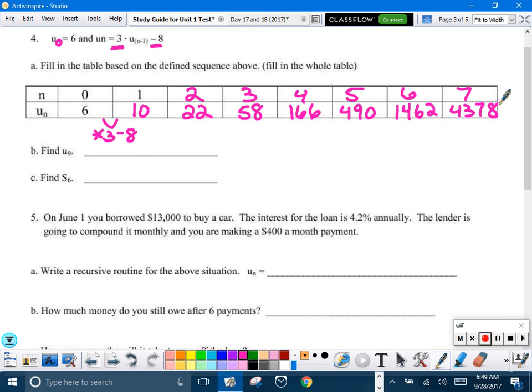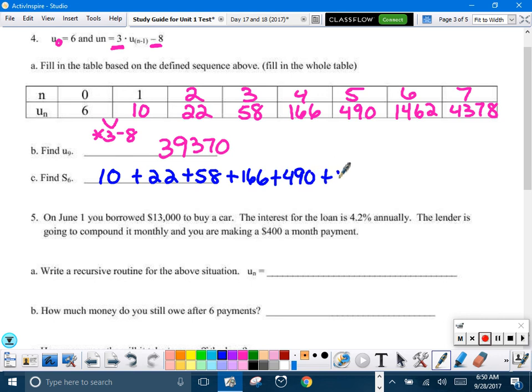Okay, continue the pattern to the 9th number, 39,370. Okay, S6, add up the first 6. Now again, if you mess up on this, I'm not going to mark it wrong, but remember what I said the other day. We don't start with the 0, we start with the 1. So we're going to go 10 plus 22 plus 58 plus 166 plus 490 plus 1462.